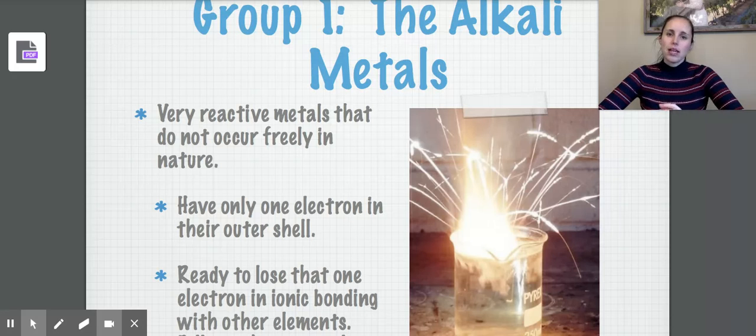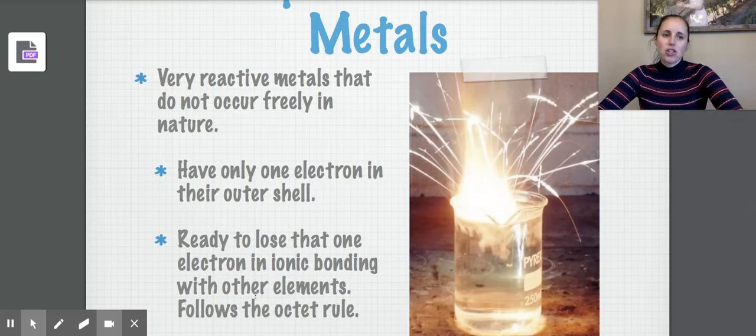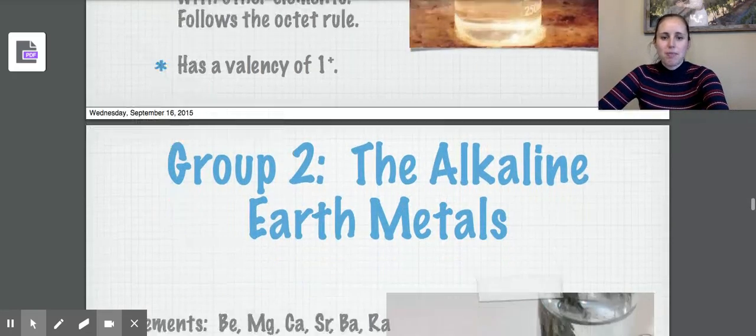So since it's so easy to lose 1 valence electron, that happens often, it happens easily, it makes the alkali metals very reactive, it makes them very likely to occur in ionic bonding, and it means that their reactions tend to be a little bit more violent.